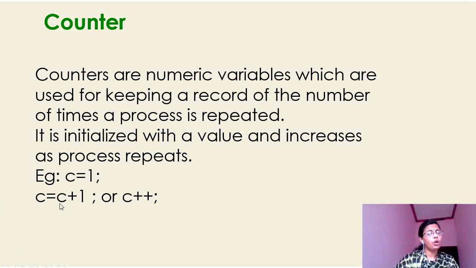Clear? And in short, you can write C is equivalent to C plus 1 as C plus plus. If I say C is equivalent to 5, what happens next time to C? It becomes 6. Then the next time it becomes 7. Then it becomes 8. So it can be initialized with any value depending upon our requirement. Clear? And in short, instead of writing C is equivalent to C plus 1, we write C plus plus. This is the term called counter variables.